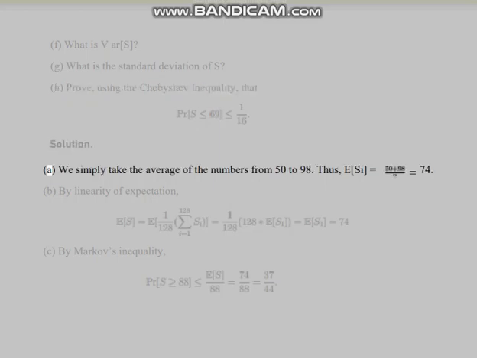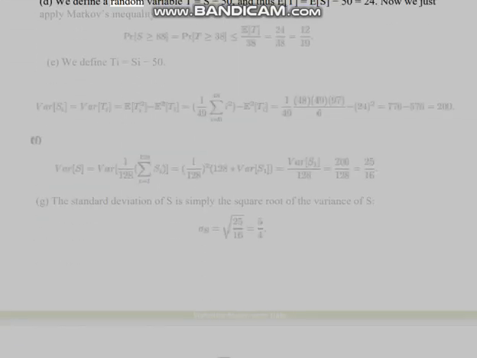Solution. A. We simply take the average of the numbers from 50 to 98. Thus, E[C_i] equals 74. B. By linearity of expectation. C. By Markov's inequality. D. We define a random variable T equals S minus 50, and thus E[T] equals E[S] minus 50, which is equal to 24. Now we just apply Markov's inequality. E. We define T equals C minus 50.